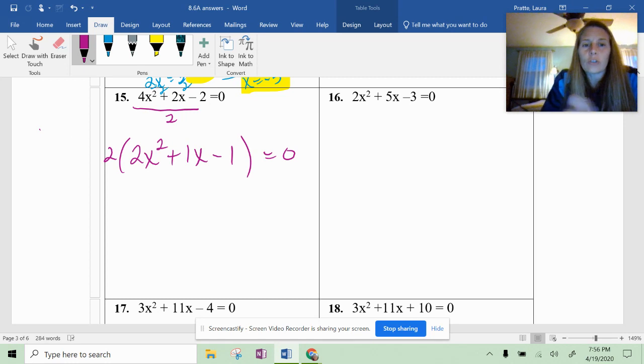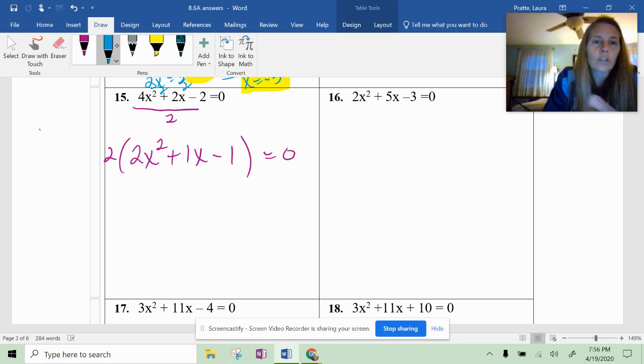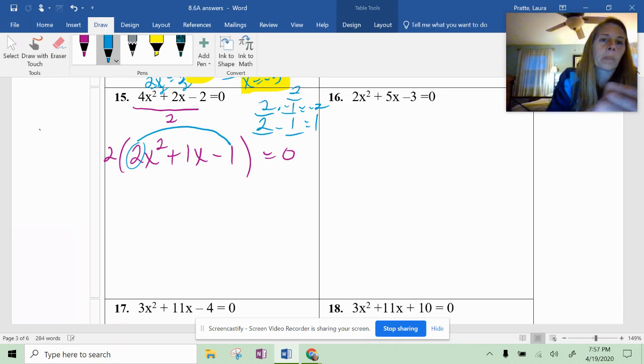Now you still have to do AC method, unfortunately, because you still have a 2 in front here. So you're still going to be doing AC method for this too. So you still need to come up with what 2 numbers multiply to get the negative 2 and subtract to get the 1. So 2 minus 1. Okay. So now I have 2x squared plus 2x minus 1x minus 1.